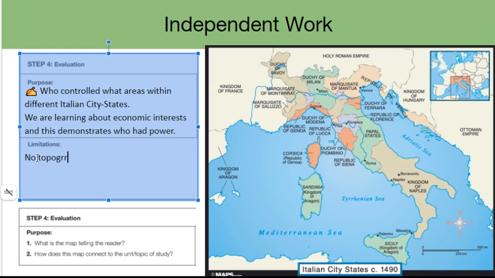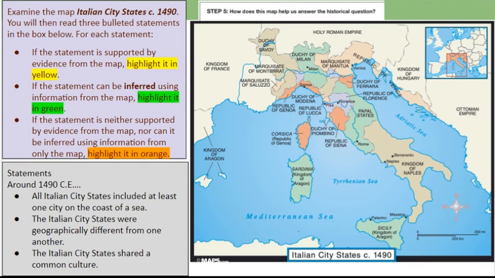No topography, meaning I don't know why they had the borders they had, because it's not showing me any of that. It's only showing me political maps. I also wish that there were more details, like more cities and stuff, or trade routes. Okay. Finally, we're back to that scary looking map again.